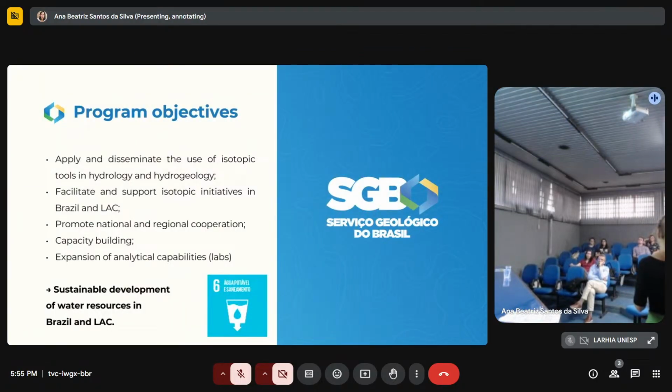So the objectives of the program, we have very clear, and we always talk about them between us when we need to take any kind of decision. We want to apply and disseminate the use of isotopic tools. So we really want to give support and facilitate isotope initiatives both in Brazil and Latin American countries. We want to promote national and regional cooperation, capacity building, and expansion of analytical capabilities, to reach better sustainable development of water resources.